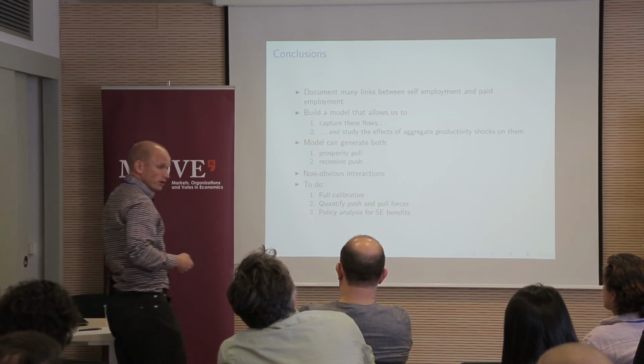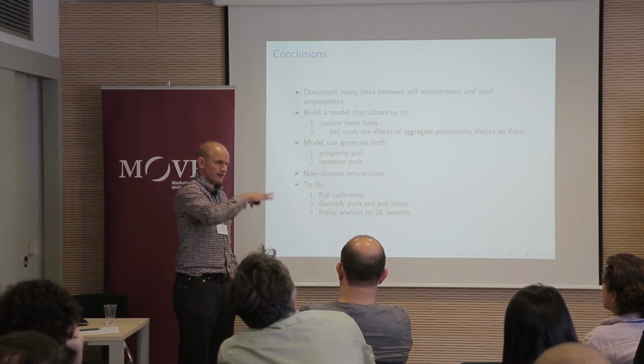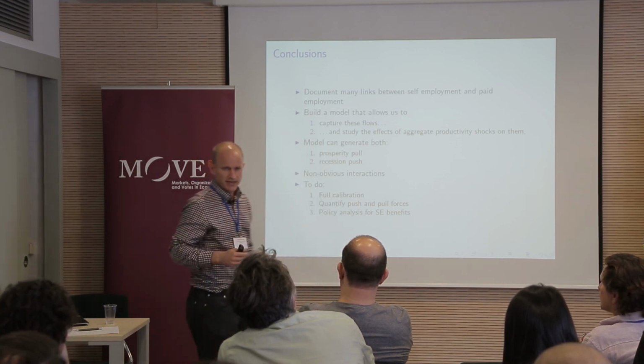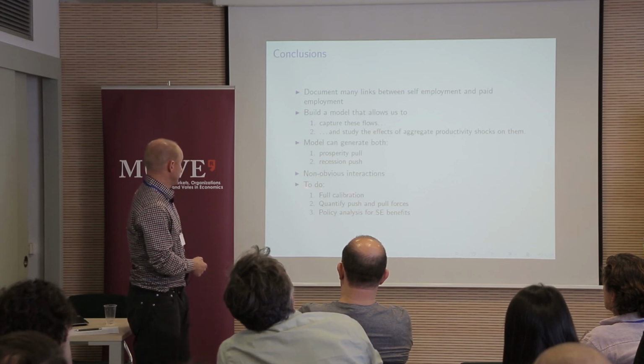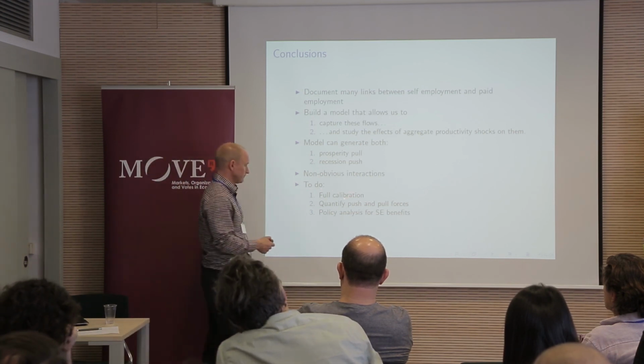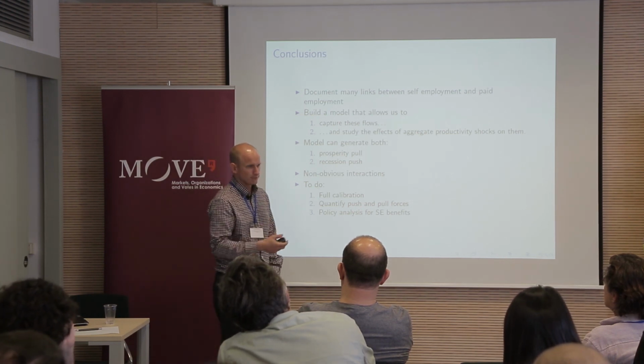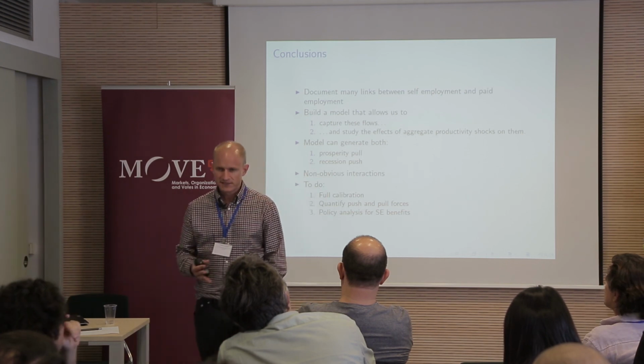There are, I claim, non-obvious interactions. If I do policies that seem to have to do with self-employment, I still get some action that is non-obvious. And yeah, we still have to do our calibration a bit better, for example for the separations. We want to quantify those forces, and we still want to do more policy analysis for the self-employed benefits, right? Is it a good idea?